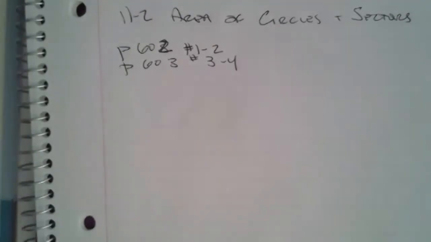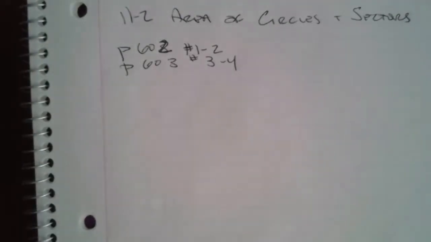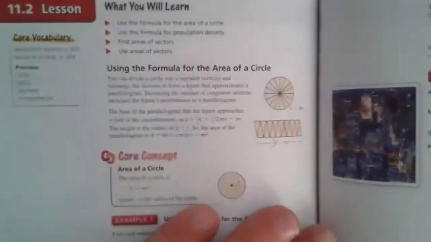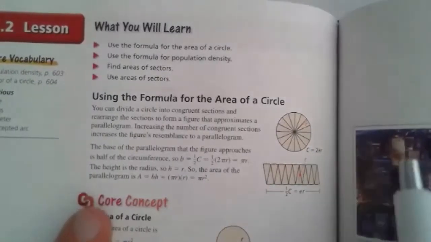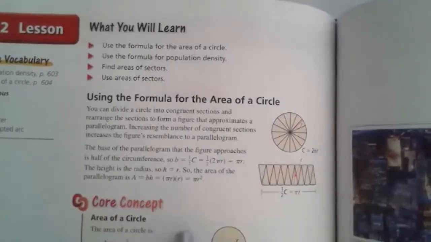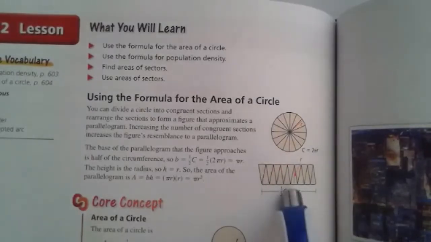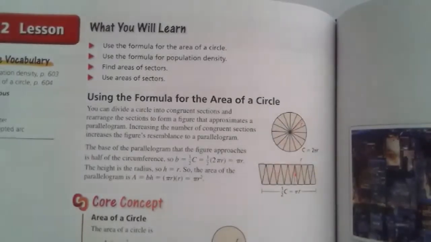All right, now, of course, you're going to copy down that core concept. In fact, I want to point out on the top of page 602, I have never seen this before, and I thought it was a pretty cool way of showing how they figured out that the area of a circle is pi r squared. So you should read that. It breaks it down into triangles from the sectors. It's pretty cool.